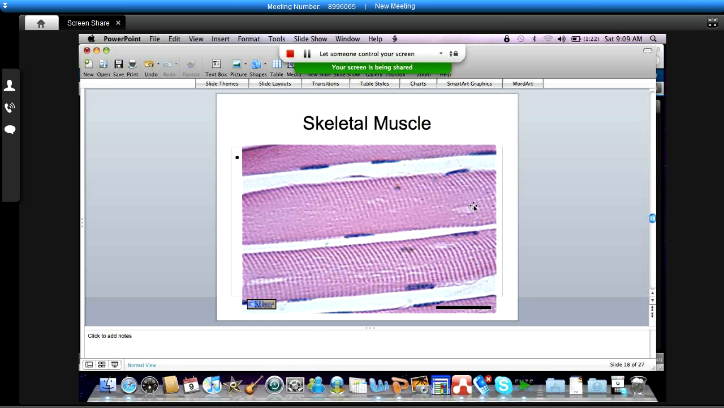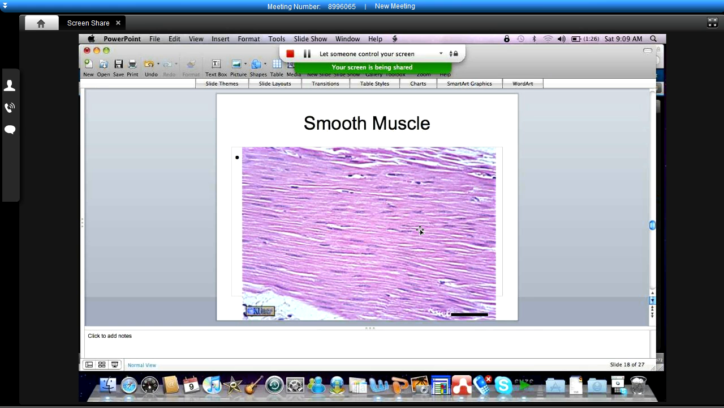skeletal muscle, the striations noted here. Notice the parallel bundle, the peripheral location of the nuclei, classic for skeletal muscle. Would expect you to be able to identify that.